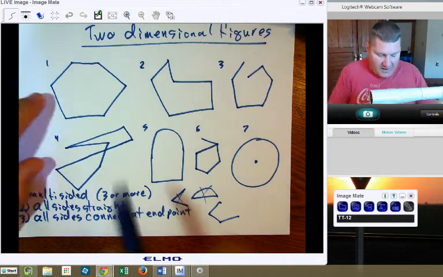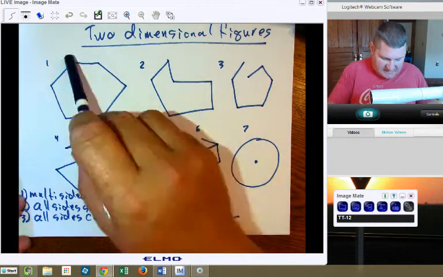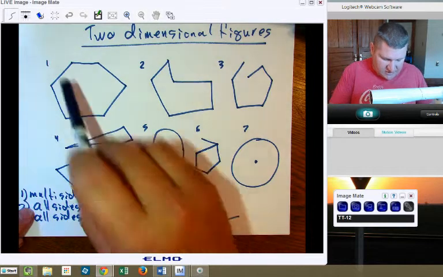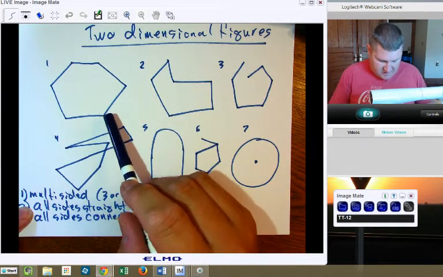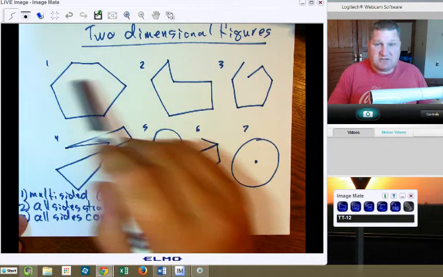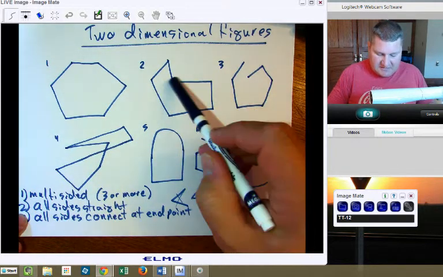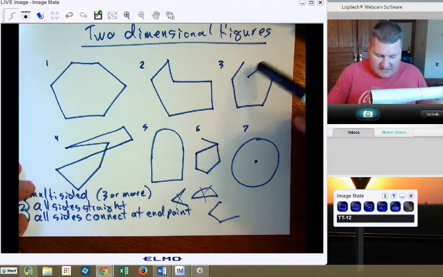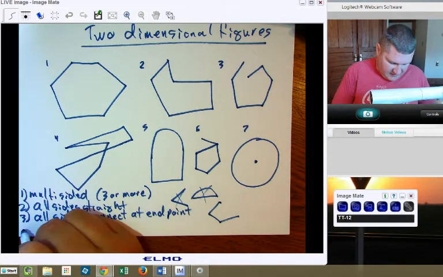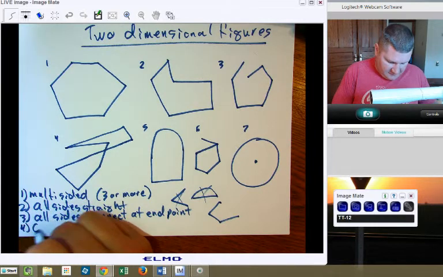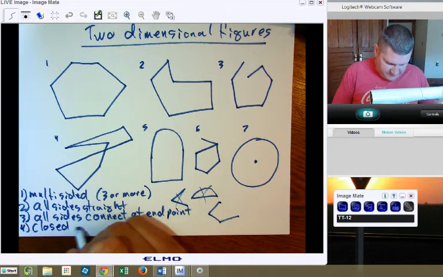Now, why is this one okay? It is multi-sided, and it has all sides straight. We're going to assume my drawing is straight. And they connect at each endpoint. Here, same deal. This, not connected. So the idea is, another way to say connect to endpoints is must be a closed figure.